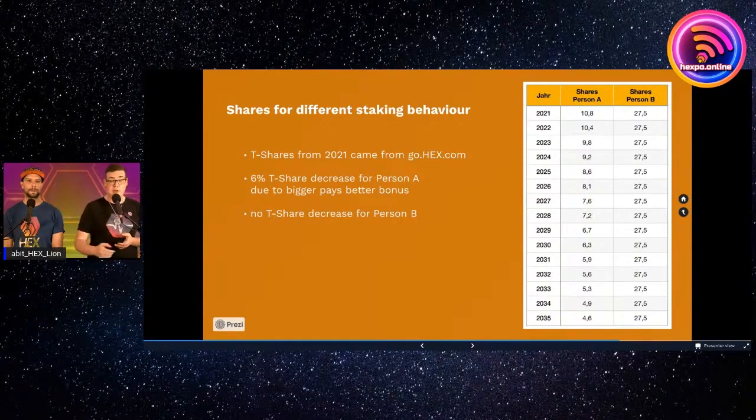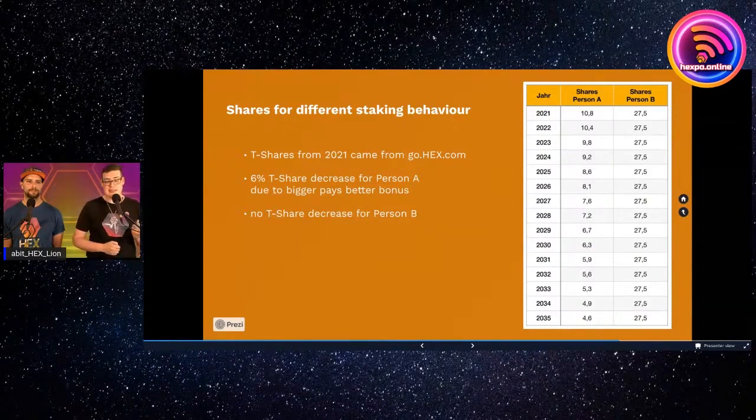And here the first two data points are like the real data points, because he was staking on the 31st of December of 2020. So we have here the first of January of each and every year. At first, he had the 10.8. That's a number from go.hex.com. And now, by restaking it with the actual accrued interest for another year, he would only get back 10.4 T-shares, which is a decrease of about 6%.